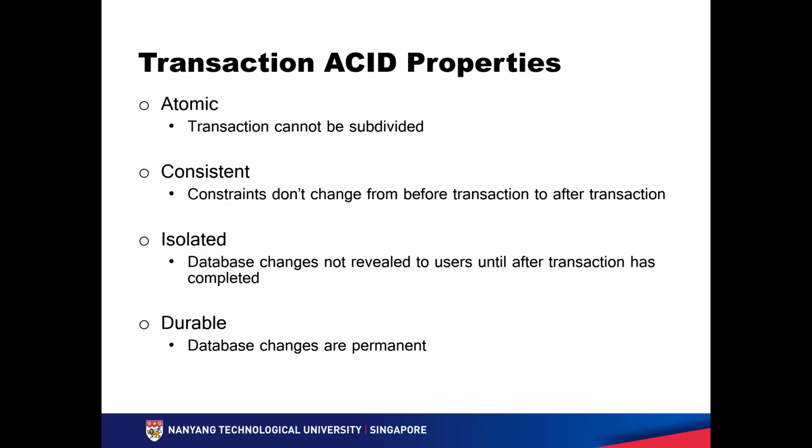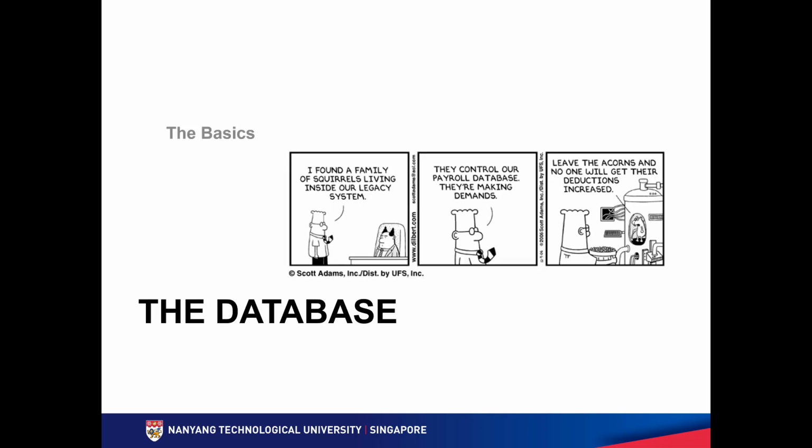Durable or durability essentially means that whatever changes are made to the database will remain permanent. So after I've transferred $10 to you, that $10 transfer is permanently written into your account, and the deduction of $10 from my account is also permanently written. All right, so those are essentially the ACID properties of databases. Let us move on to the basics of the database.